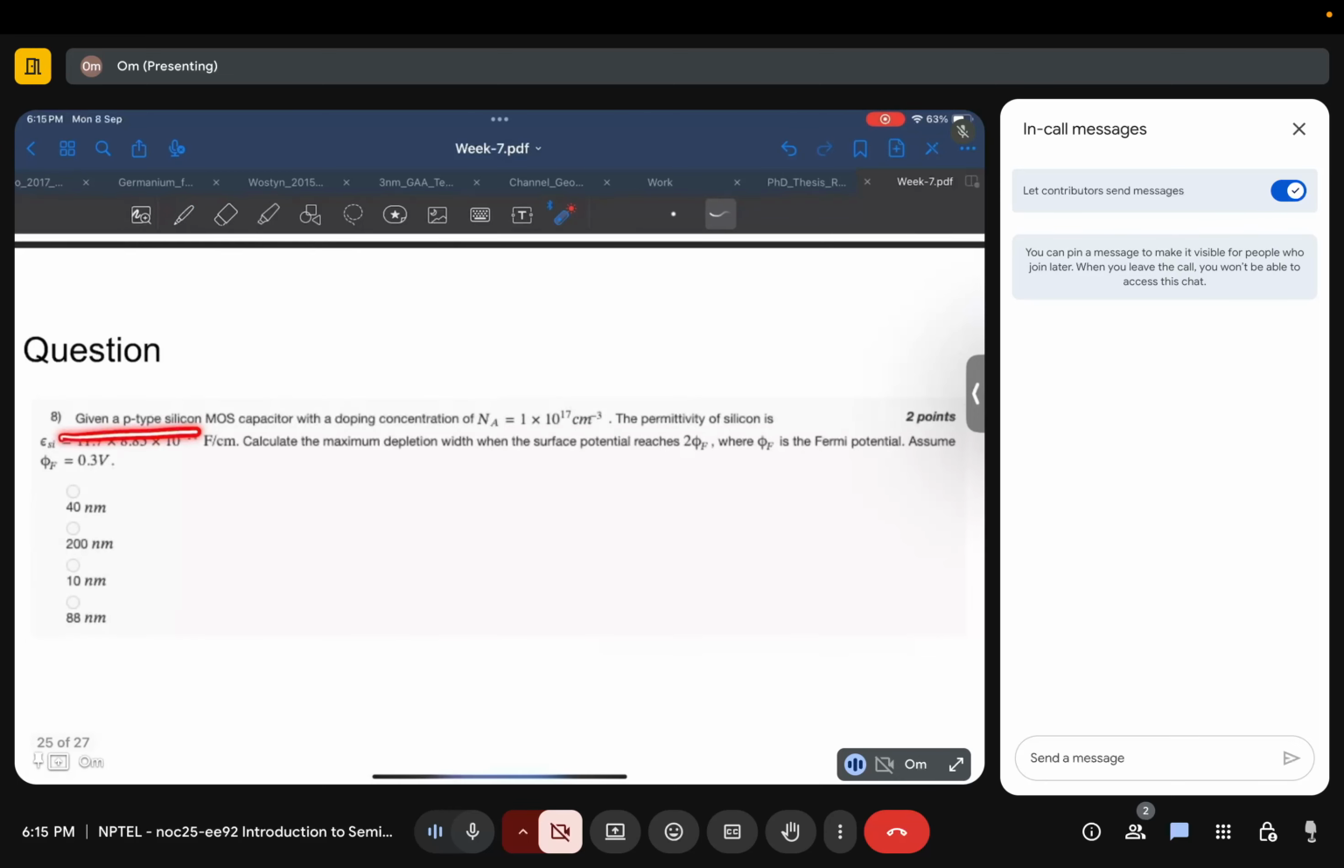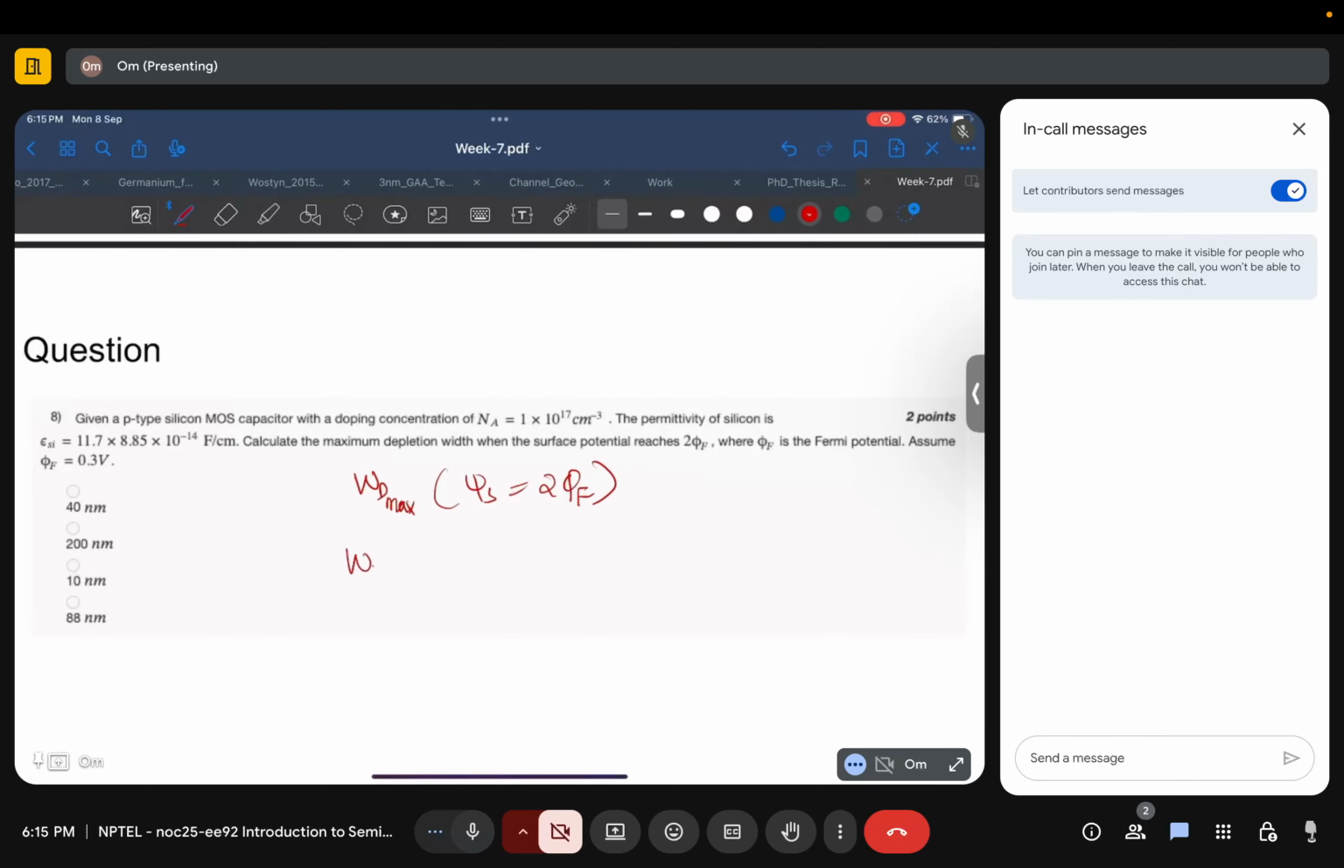Given a P-type silicon MOS capacitor with doping concentration Na, the permittivity of silicon is this. Calculate the maximum depletion width when the surface potential reaches 2 phi f, where phi f is the Fermi potential. Assume phi f is 0.3 volts. So we have to find the maximum depletion width W when psi s equals 2 phi f.